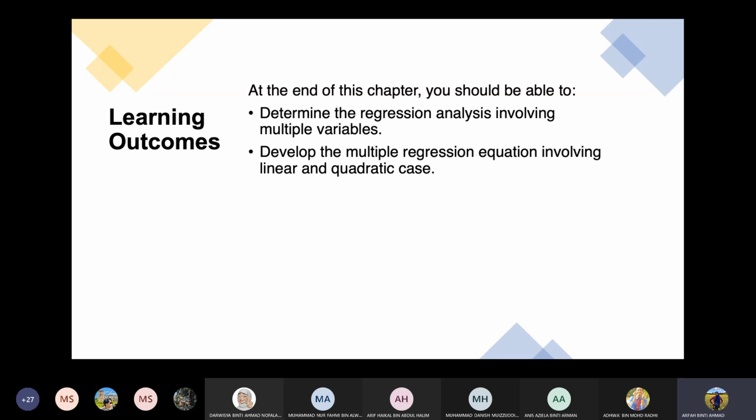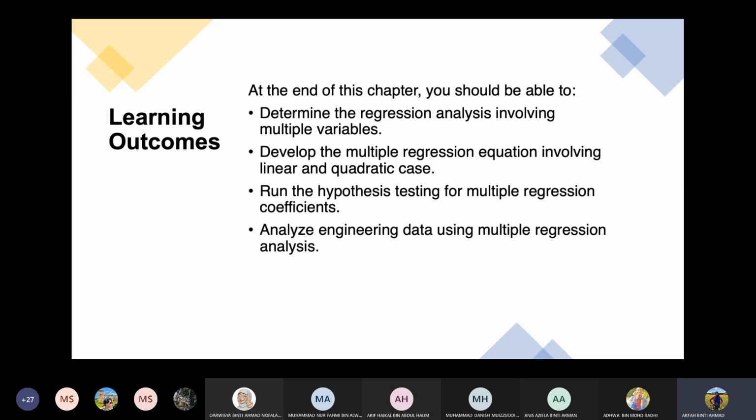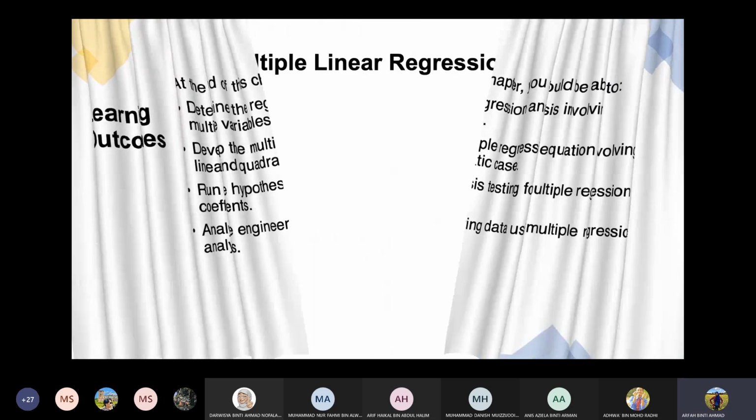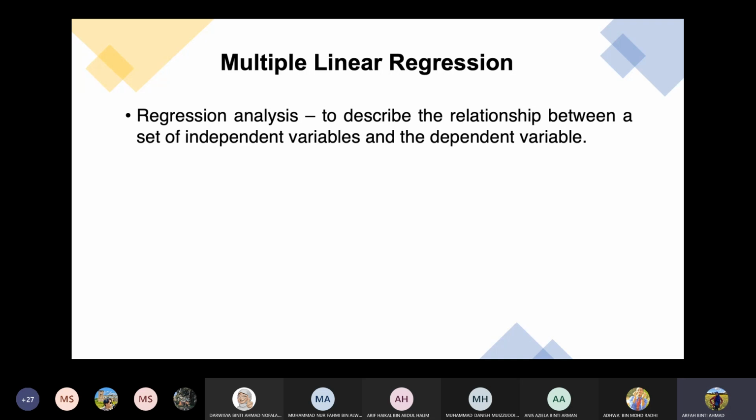Okay. So and then run the hypothesis testing for multiple regression coefficient. We have testing on the slope and then analyze engineering data by using multiple regression analysis. Okay. So all of these 4 learning outcomes that's going to be covered in this subject. Okay. So multiple linear regression, regression analysis is used to describe the relationship between a set of independent variable and the dependent variable.